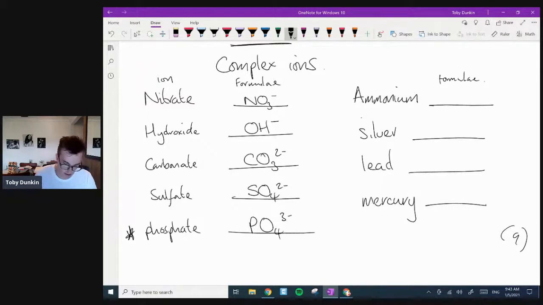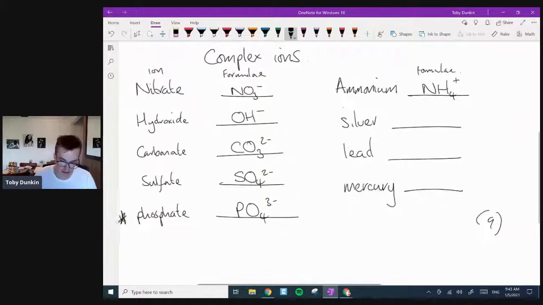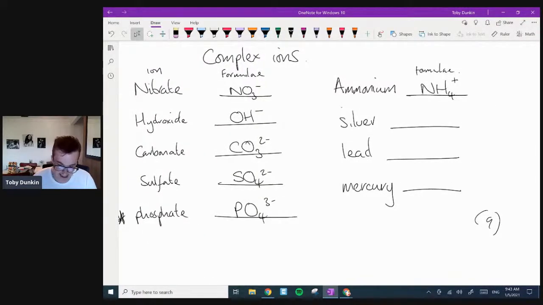PO4 3-, the only 3-, but it is an A-level extension. Good effort though, Callista, well done. And then ammonium, NH4+, the only complex positive ion that you guys need. It's not the only one in existence, but it's the only one that you're going to need at GCSE for sure.